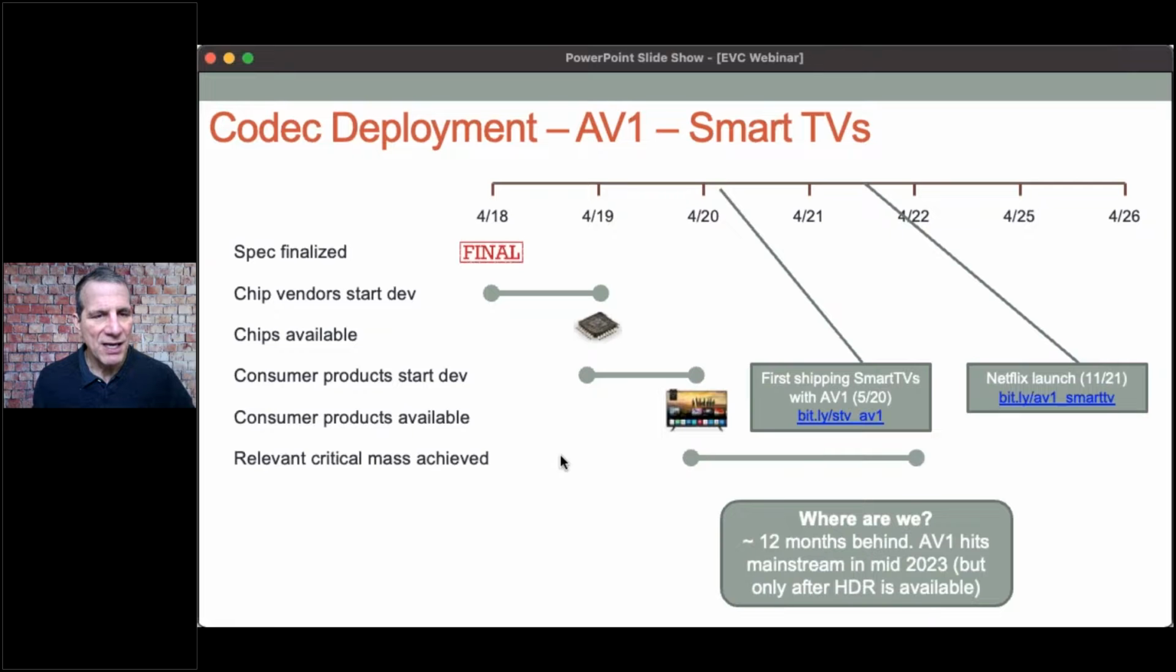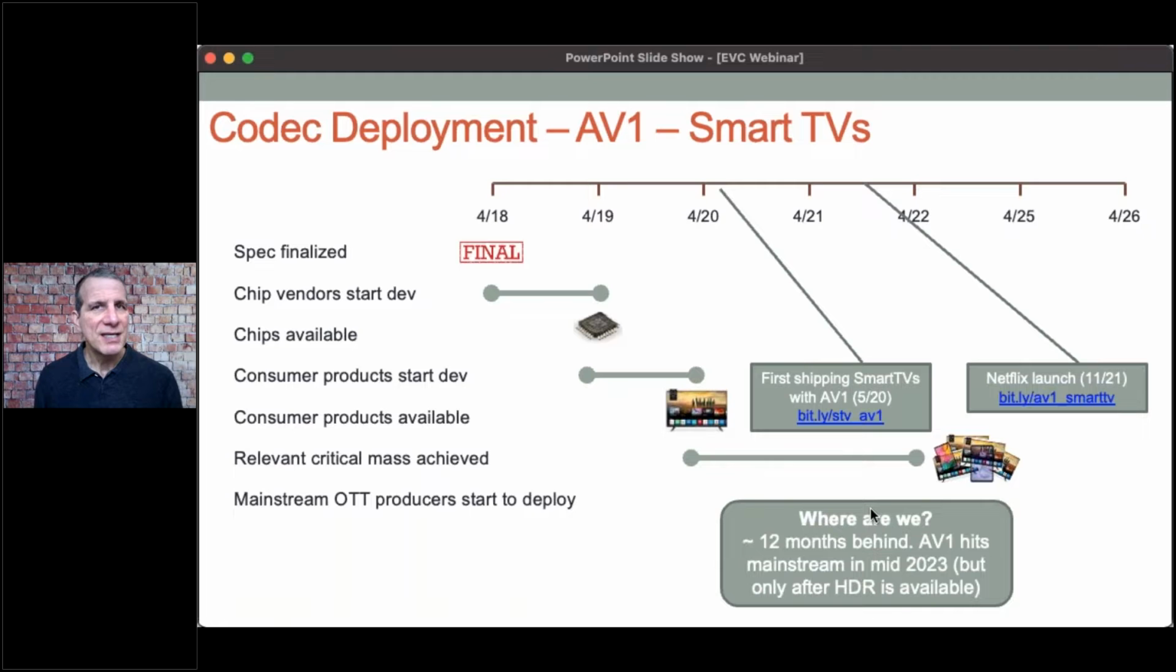So in terms of AV1, we saw the first shipping smart TVs, here's the cycle. It started in 4/18, ships in 4/19. The first TVs were out in May of 2020, right on time. Netflix launched to smart TVs 11/21, just before the 4-year mark. I think they're about 12 months behind.